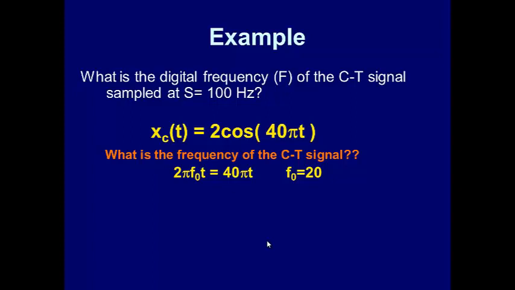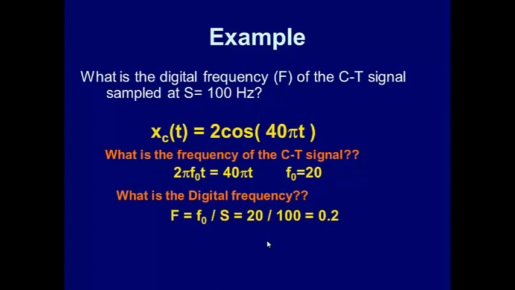All right. I'm going to take a 20 hertz signal. I'm going to sample it at 100 hertz. The digital frequency we get is what? Well, we take the analog frequency, we divide it by the sampling rate, 20 divided by 100, and we get 0.2. 0.2 cycles per sample, which means one cycle must take 5 samples, right?